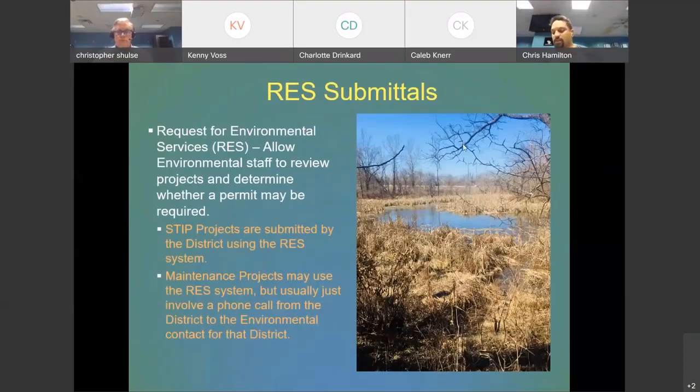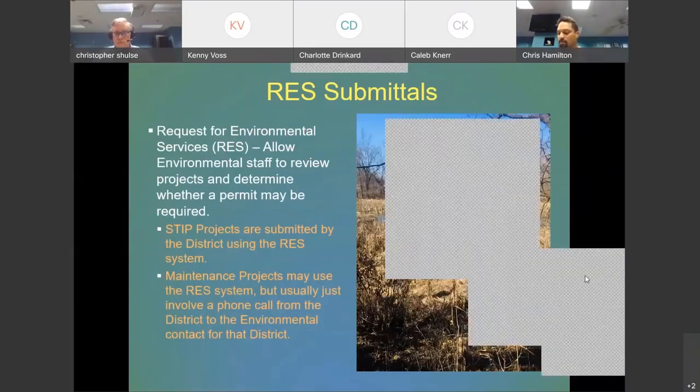So the RES is a request for environmental services. This is something that we see on all of our STIP projects as they come through. We'll usually get them in the location conceptual stage, and then as the project progresses, the more we find out as far as planning, we'll start to get into preliminary plans, right of way, and then final design.